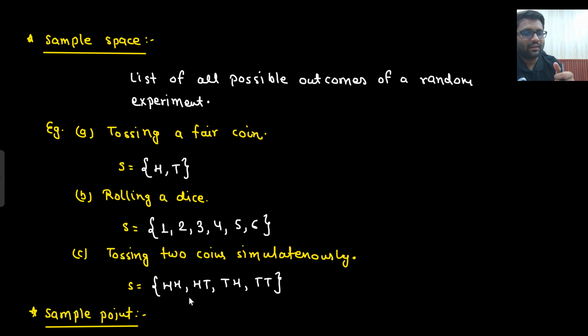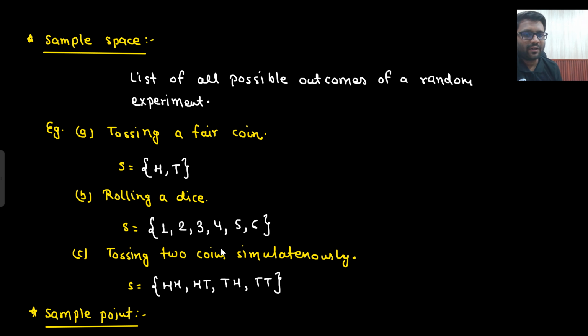On first coin you got tail, on second coin you got head. On first coin you got tail, on second coin you got tail. So this is the meaning of sample space, that all the possible outcomes have been listed in a set. Possible outcome of what? Possible outcome of a random experiment, right?